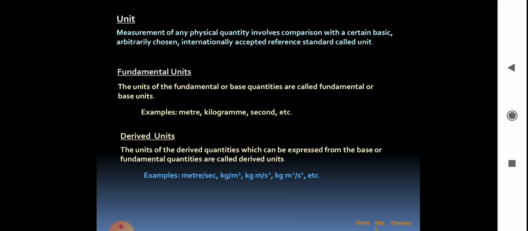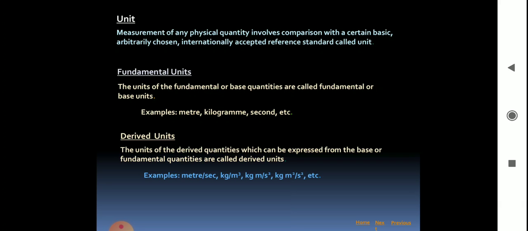Example, here it is: meter per second, where the meter is the unit for length and second is the unit for time. Those are base quantities. So the unit meter per second is a derived unit.